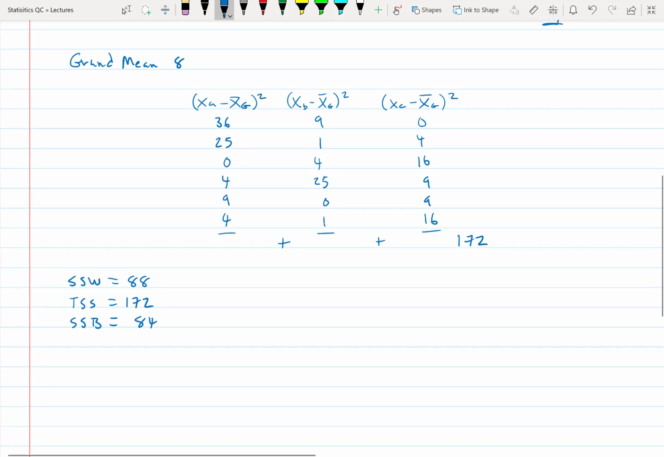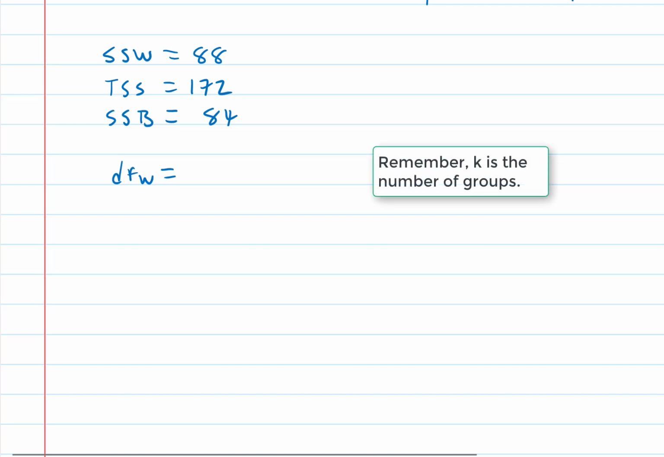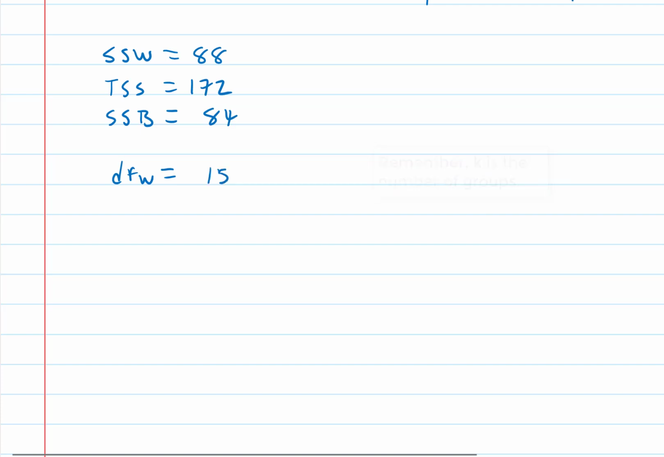Let's figure out now our degrees of freedom. The degrees of freedom within equals n, which is 18, minus k, which is 3. Degrees of freedom within is 15. Our between degrees of freedom is k minus 1. We have 3 groups. Minus 1, we have a 2. And we don't need the total sum of squares for anything, but let's put it in there anyway. That is capital N, all of the values, minus 1. We have 18 values. 18 minus 1 is 17.